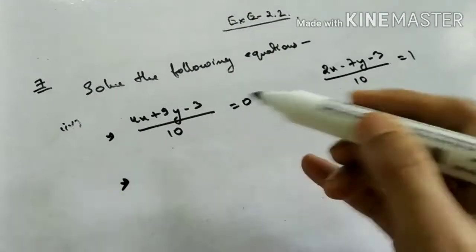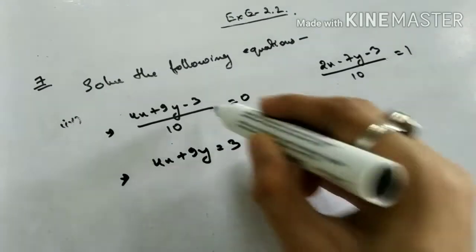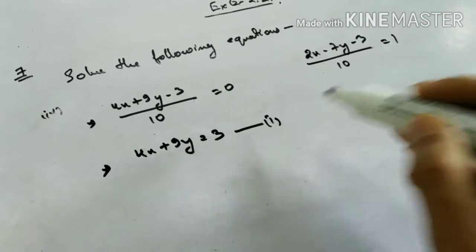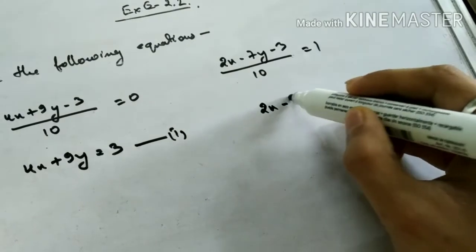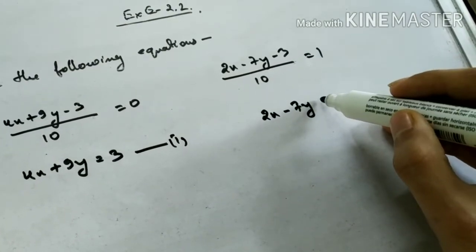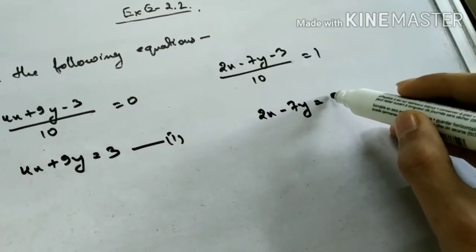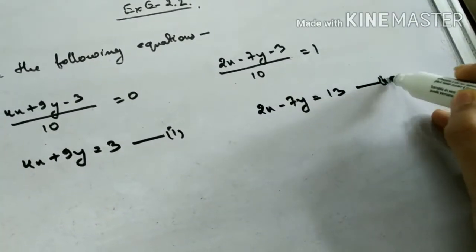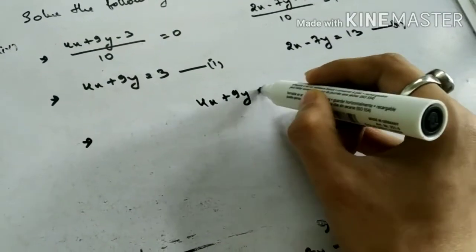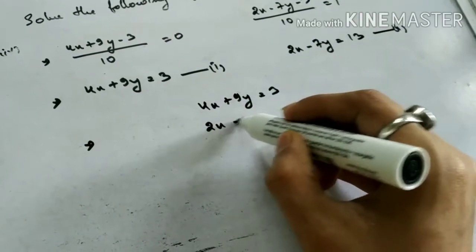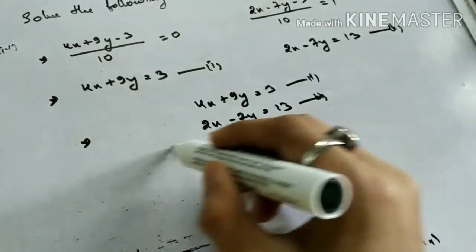So 10, if I send that side, it will become 0 only. So 4x plus 9y is equal to 3, I will send that side. This is our equation number 1. And 10 I will send that side, then 2x minus 7y is equal to 10, I will send this side, and 3 I will send this side, then I will get 13. This is our equation 2. So write these two equations in this way: 4x plus 9y is equal to 3, 2x minus 7y is equal to 13. This is equation 1, this is equation 2.